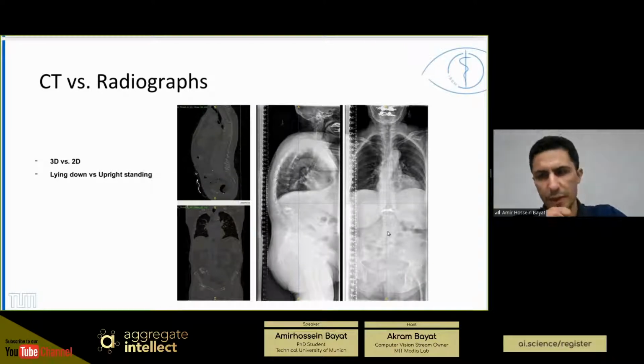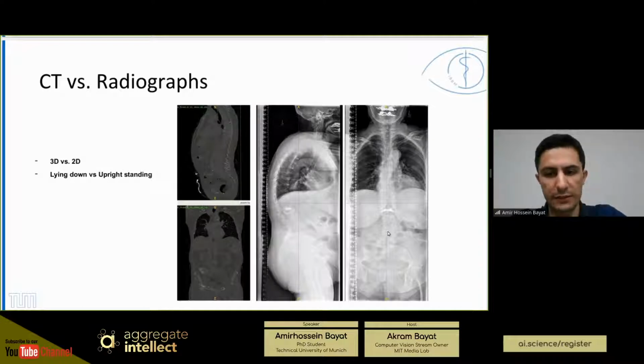The other point to notice in here is that in our proposed method that I'm going to introduce in the next slide, we are combining both of the views from the radiographs. I mean, both coronal and sagittal views.